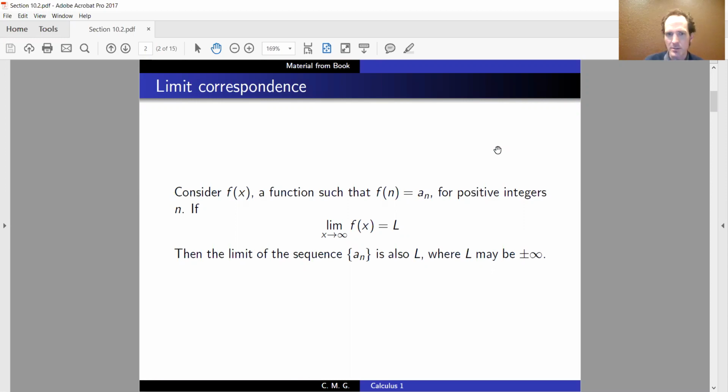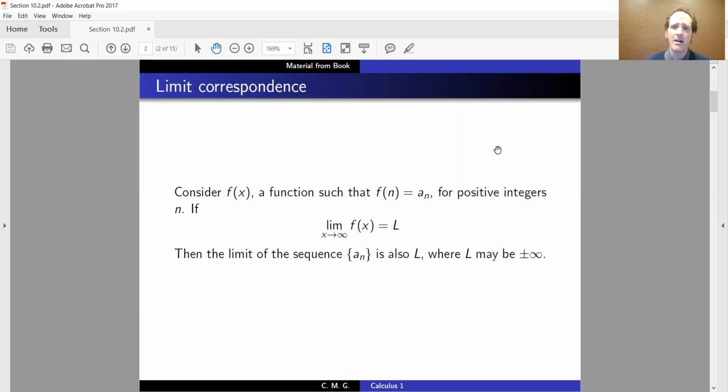So in particular, there's a correspondence between the limit of a function and the limit of a sequence. So if the sequence is described by f of x, so f of n is the nth term of the sequence, then I can take the limit as x goes to infinity of f of x and I get L. And that L might be positive infinity, might be negative infinity, might be finite, but that will be the limit of the sequence as well. So if the limit of this function is infinity, the limit of the sequence will also be infinity. So it'll be a divergent sequence. If the limit of the function is 15, the limit of the sequence will also be 15. And so we can sort of do that limit as we want.